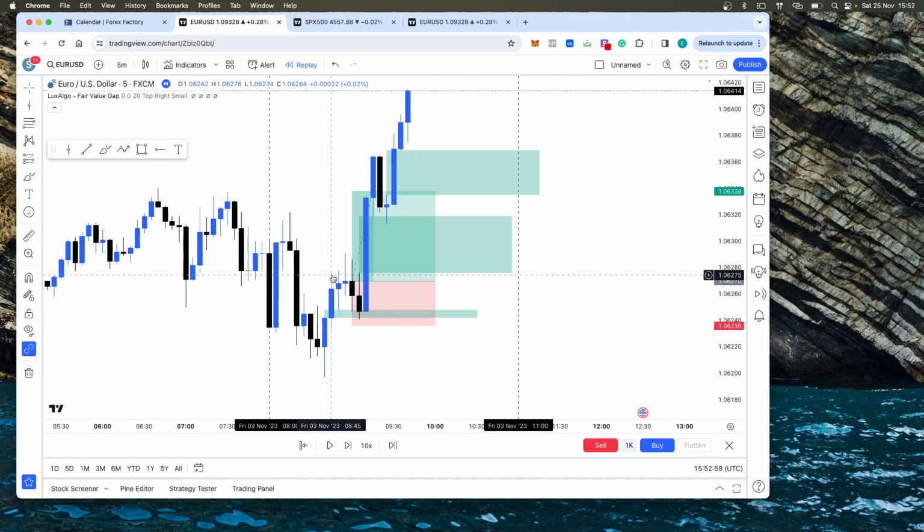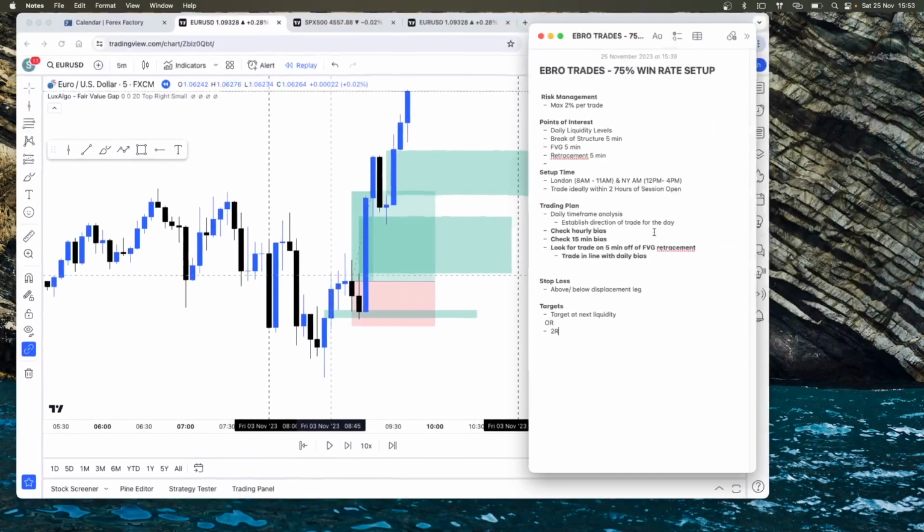It was very simple. It is all built around, like I said, the daily time frame analysis. And my last video covered exactly how to find my draws on liquidity on the daily time frame. Daily time frame analysis is where this method starts, and then the execution is on the 5 minutes.